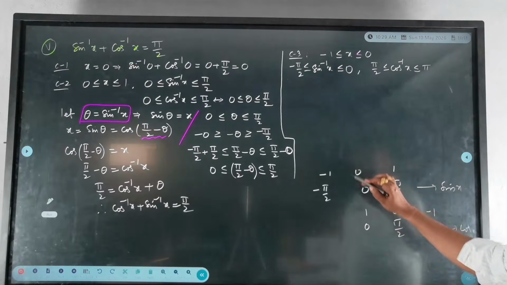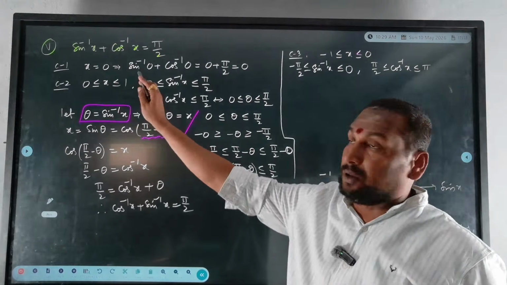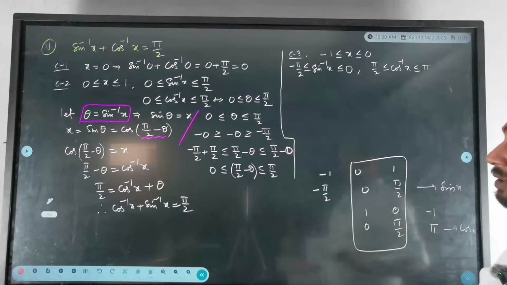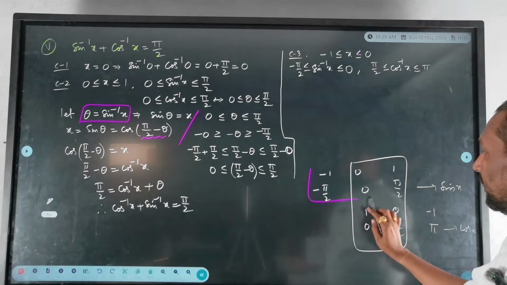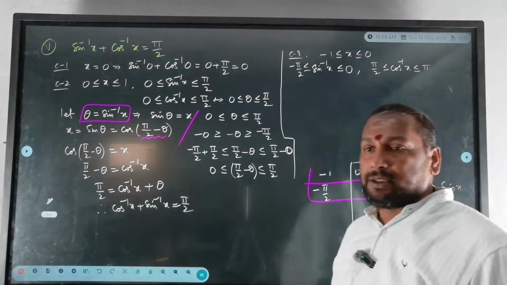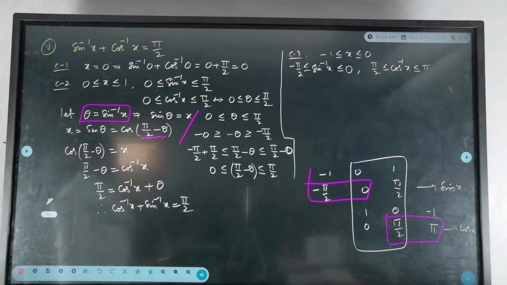Now the common area is in 0 to 1, both in the same interval, 0 to pi by 2. For -1 to 0, sin is in the interval minus pi by 2 to 0, cos is in the interval pi by 2 to pi. So how can we combine both? That is the question. Okay, first you write down this one.